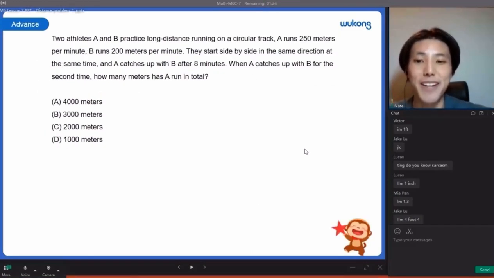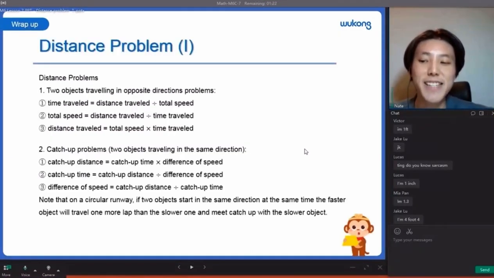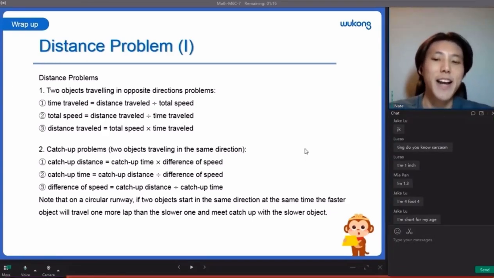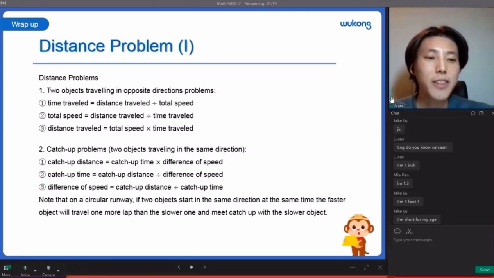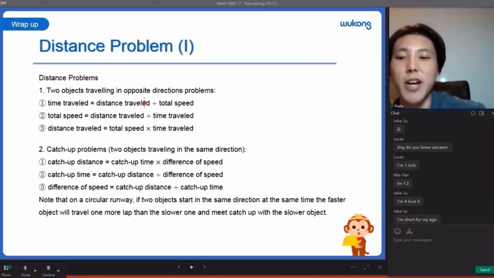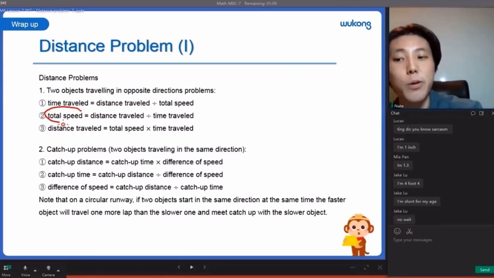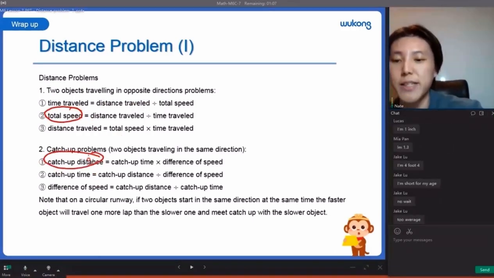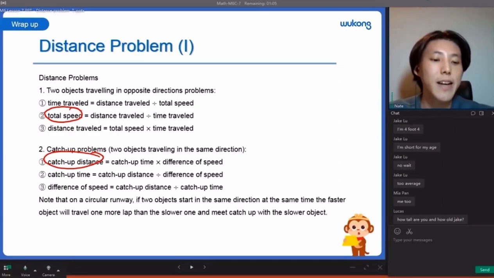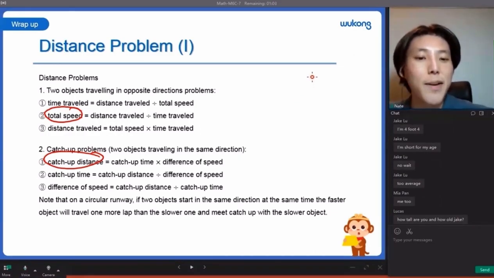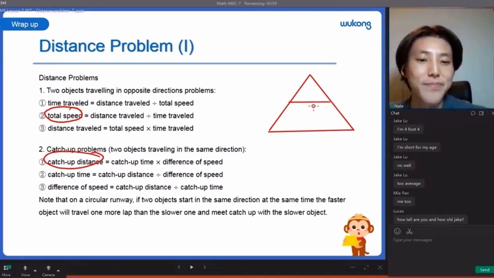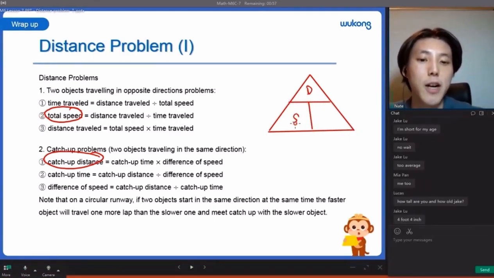Okay, so guys, today we have learned about distance problems, and you really don't have to remember those things. The only thing that you have to remember is these terms: the time travel, the total speed, the catch-up distance. Those are the only terms that you guys have to remember. But all you have to remember is this pyramid. That's all you need. And just look for the term that you're looking for.